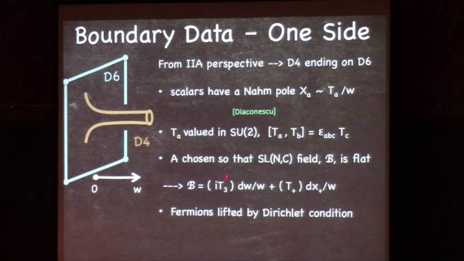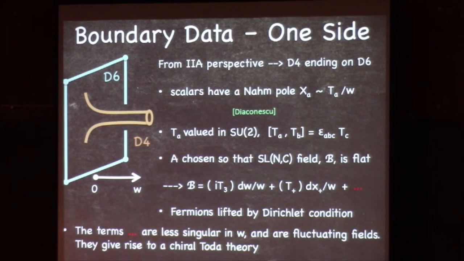That means that B should have the following structure. Its w component lies in a Cartan generator and has this pole. And it has a kind of chiral pole here. So here x plus is one of the light cone coordinates in the xt space. And it has no x minus component at leading order. So that's the fixed boundary condition. Where do the fluctuating fields come from? So the fluctuating fields will come from here in terms that are less singular in w. And we'll see that they give rise to a chiral Toda theory.